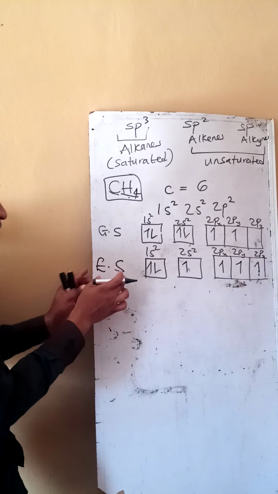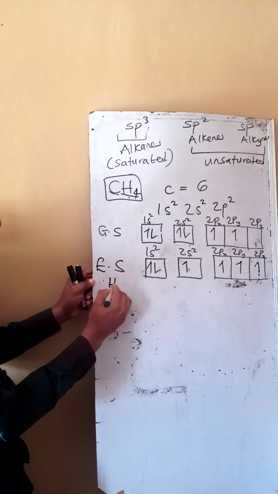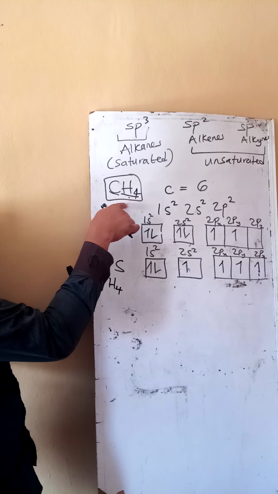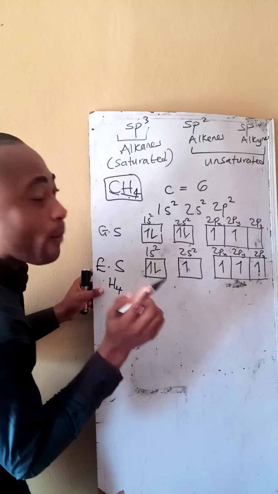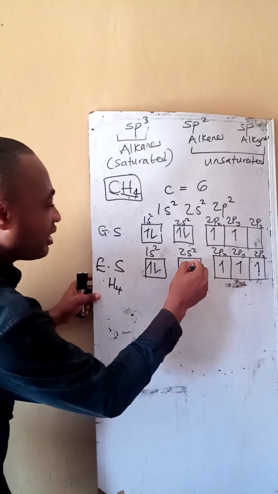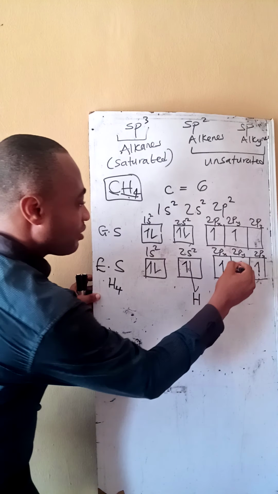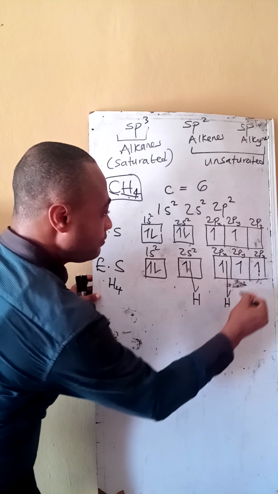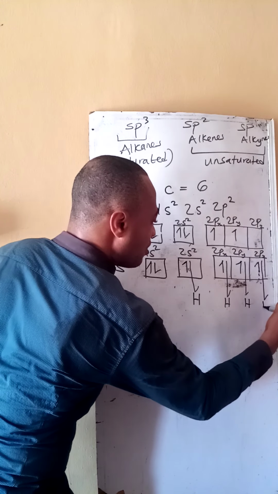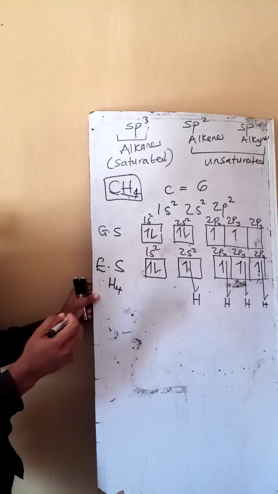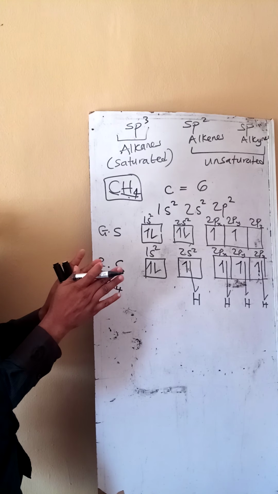Now after this, remember this is the excited state. How many hydrogens reacting? 4 different hydrogen atoms. So each of them will go to the unpaired orbital. So 1 hydrogen will come here, 1 hydrogen will come here, 1 hydrogen will come here, and the 4th hydrogen will come here. That is at the end of excitation.